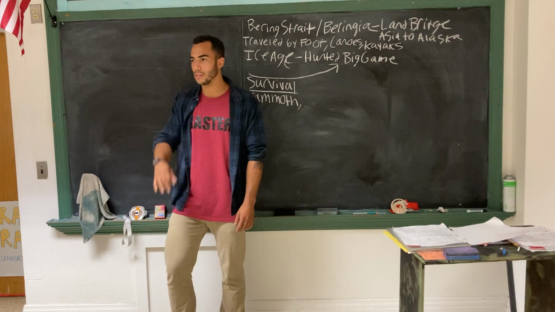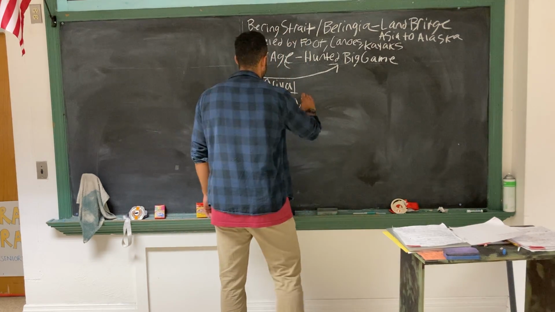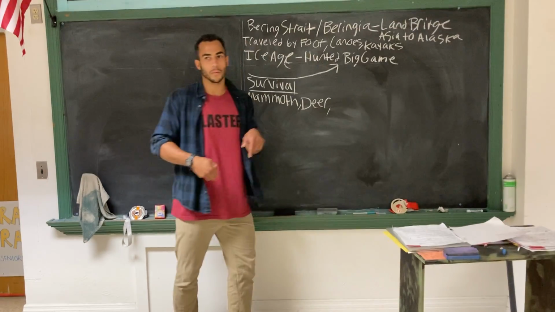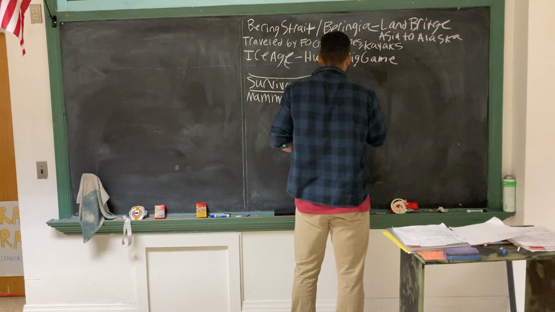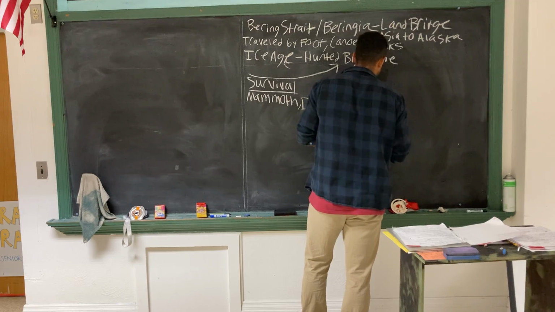What about those antlers that I showed you? What is that? Deer. Yeah, they hunted deer. Deer existed around then. We talked about the Ice Age movie. Saber-tooth. Boom, there you go. So they hunted these different animals. We're talking about survival.